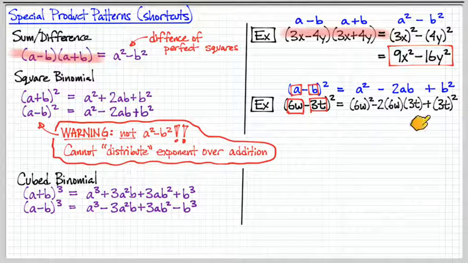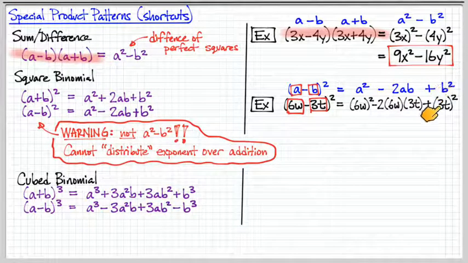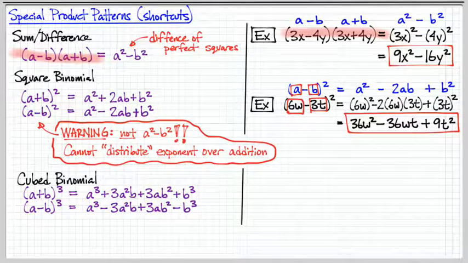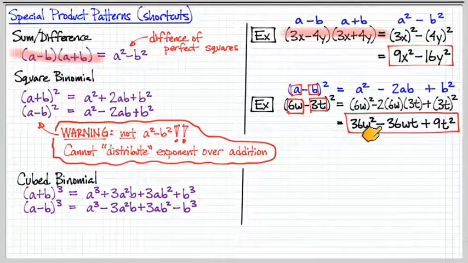And then we have b squared, 3t squared. And then I multiply these all out, and I get this final answer. Make sure your notes has a minus sign here. I think the notes might be incorrect.